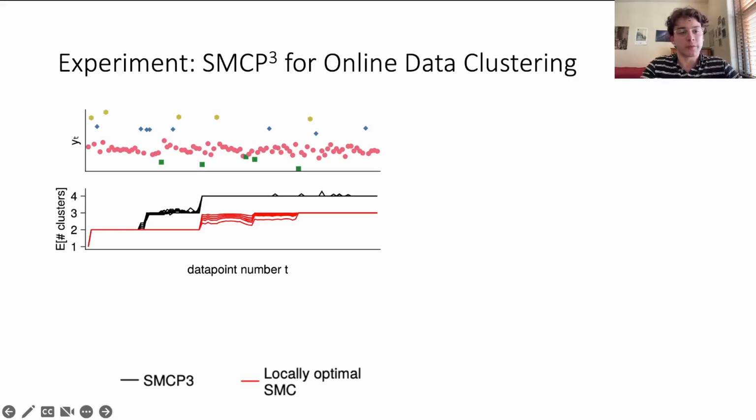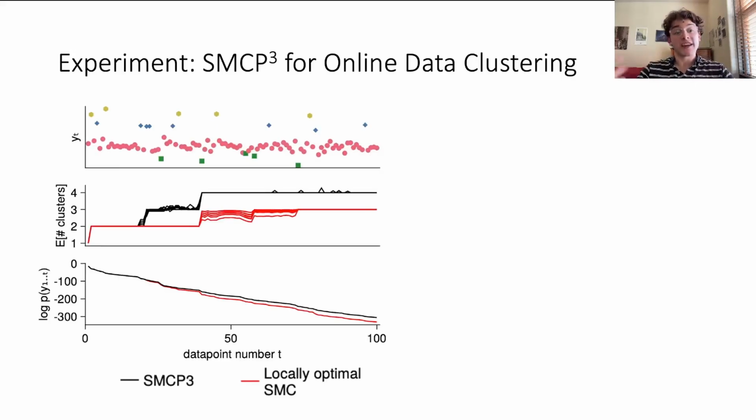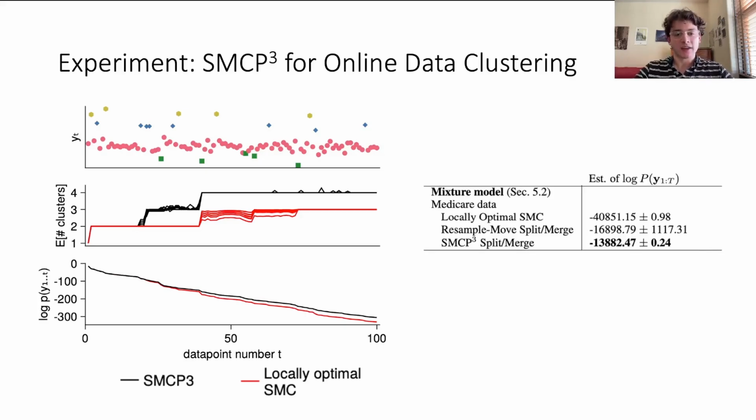SMCP3 is able to recover from this failure mode by using a smart particle updating strategy, which at every time step considers if it should split one of its hypothesized existing clusters into two clusters or merge two hypothesized clusters into one cluster. We again took quantitative measurements of inference quality using the log marginal data likelihood estimates, both on toy datasets like this and on a corpus of real data from the US Medicare system, where the data points weren't real values, but were strings that were to be clustered together.